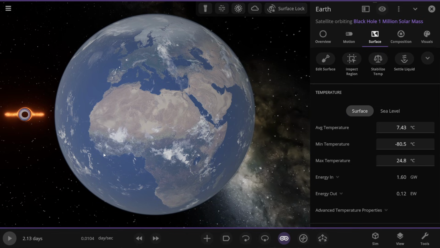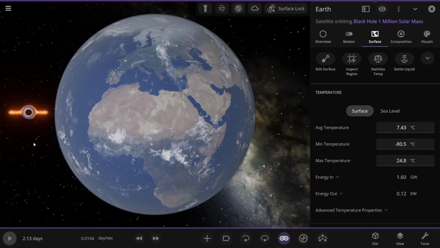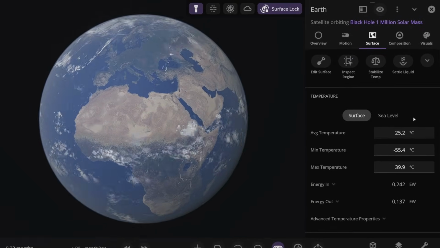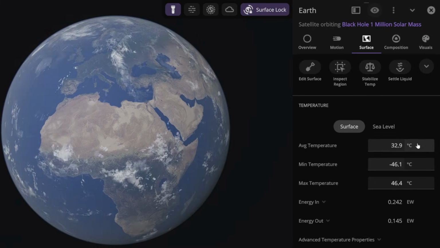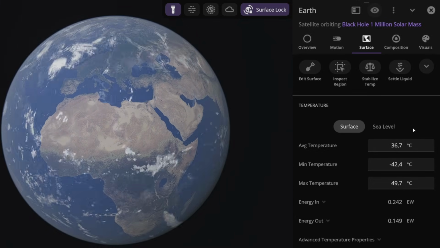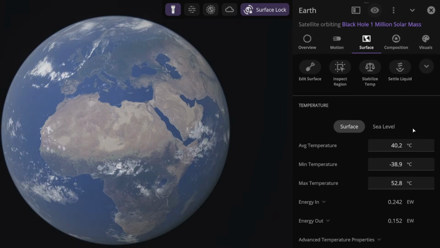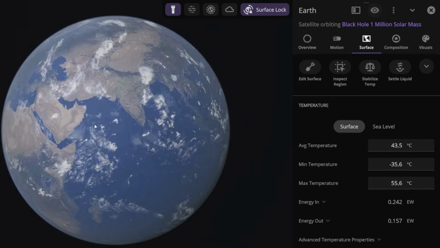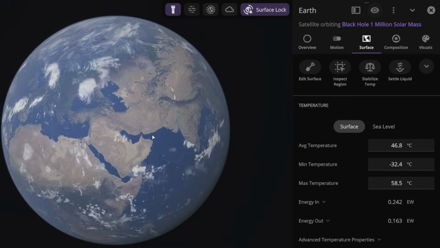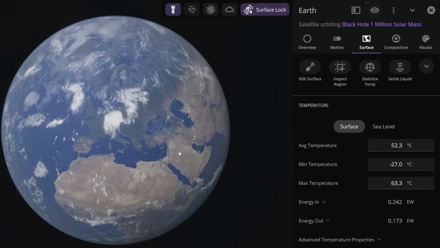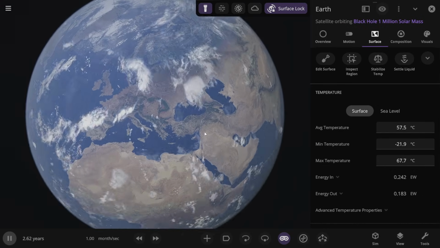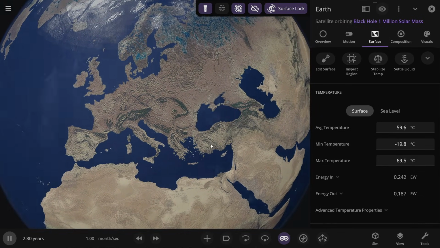Okay, everything is ready. There's the black hole, and this is what it looks like from this distance. And so I've started this simulation. 1 month is passing per second, and we can see the temperature has already risen to 30 degrees Celsius, and it just keeps rising and rising. Even at a distance of 2 astronomical units, the influence of that black hole is enormous. Well, the black hole is extremely massive, with a mass of 1 million solar masses. It's incredible. And yes, the temperature is very high, life on Earth is starting to disappear.